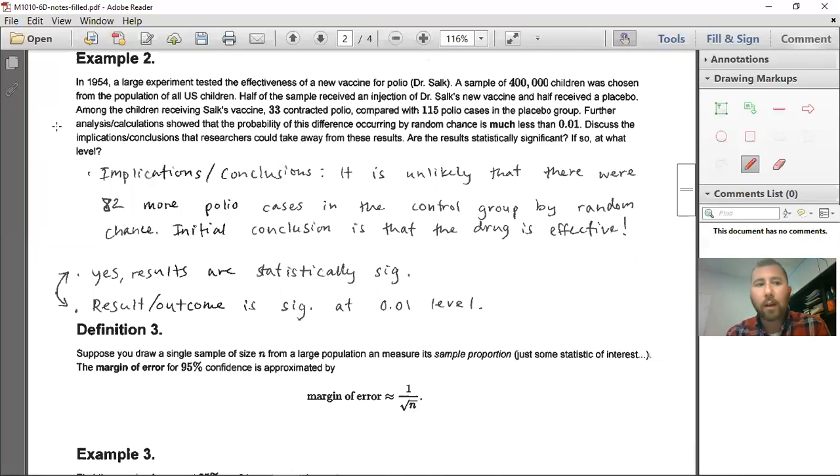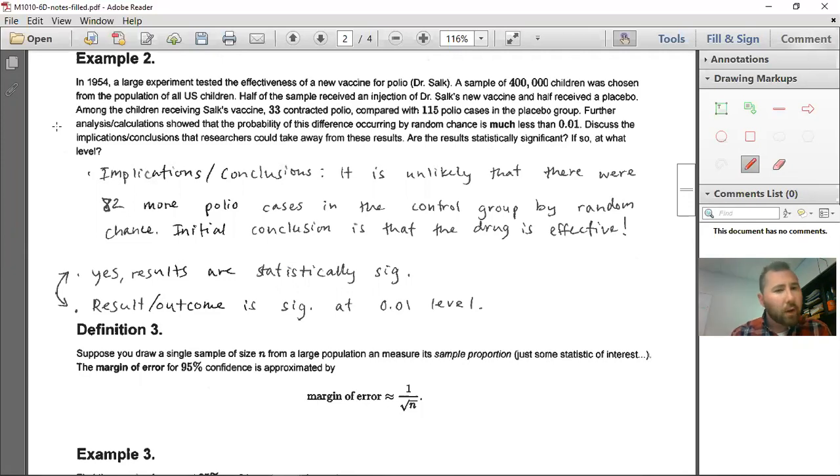Are the results significant? If so, at what level? The conclusion is that it is unlikely that there were 82 more polio cases in the control group just by random chance, right? We talked about this in class. If it had been closer, like 33 contracting polio in the vaccine group and 35 in the placebo group, then no, the vaccine's probably doing nothing.